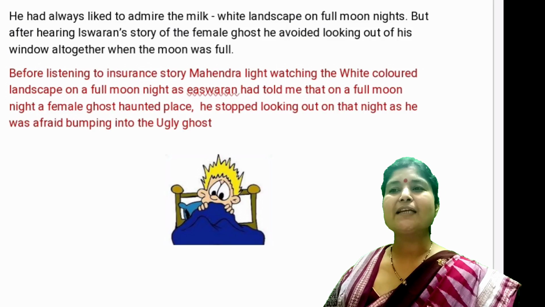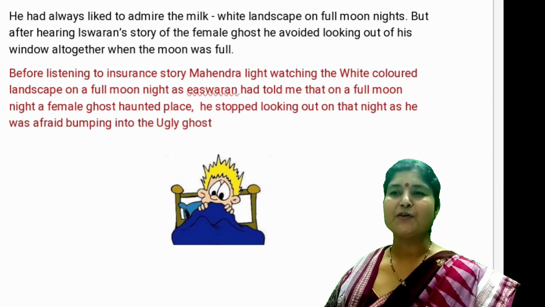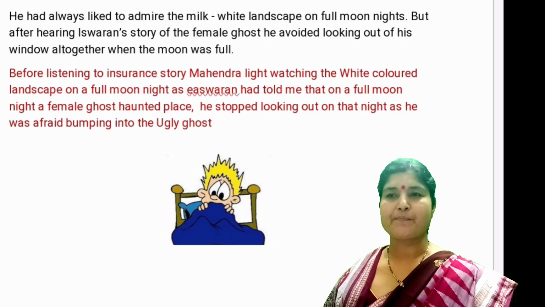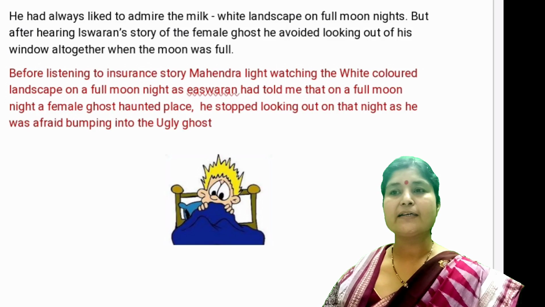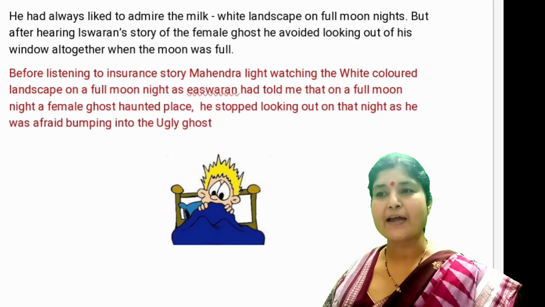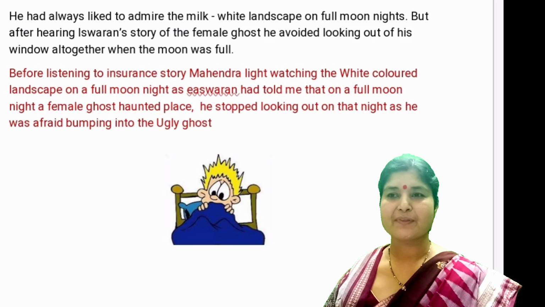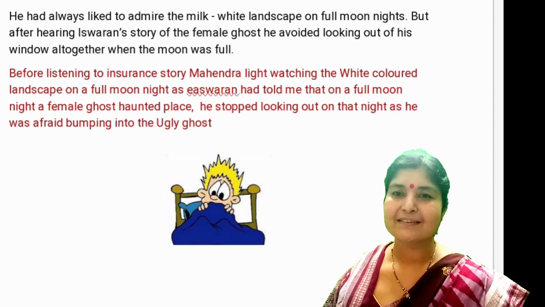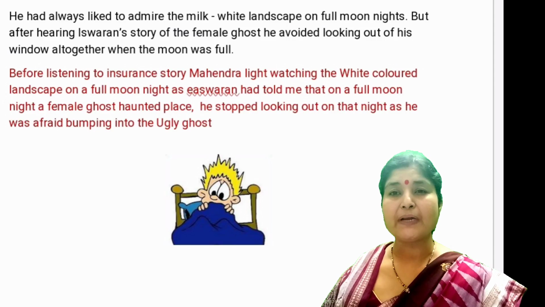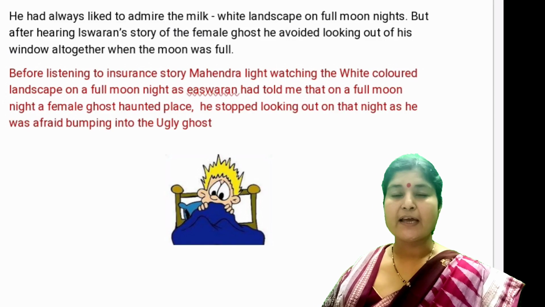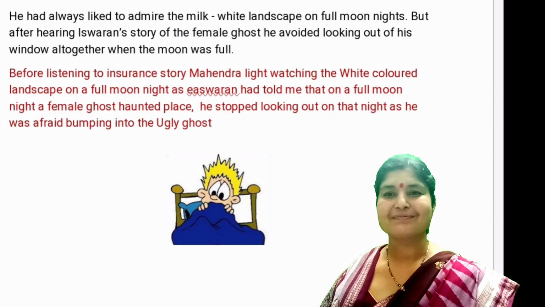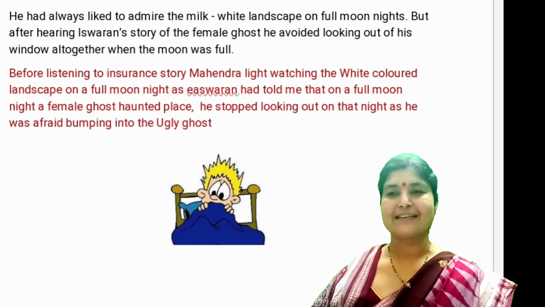So here, before listening to Iswaran's story, Mahendra liked watching the white colored landscape on a full moon night. As Iswaran had told Mahendra that on a full moon night, a female ghost haunted the place, he stopped looking out on the night, as he was afraid of bumping into the ugly ghost. So from here we can understand that Mahendra was completely uneasy, and this ghost story has completely affected him. Then what happened? Let's discuss in the next paragraph.